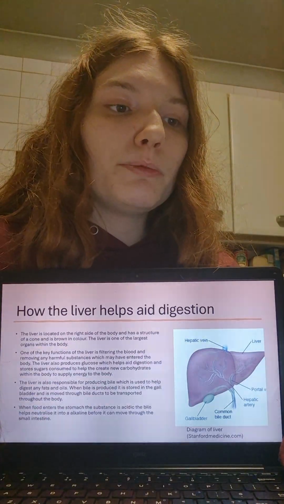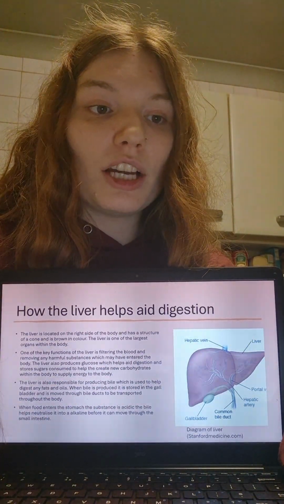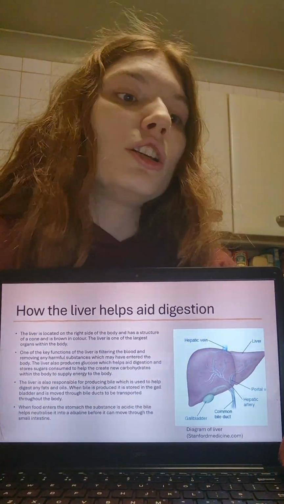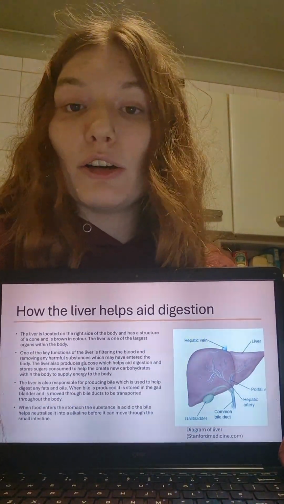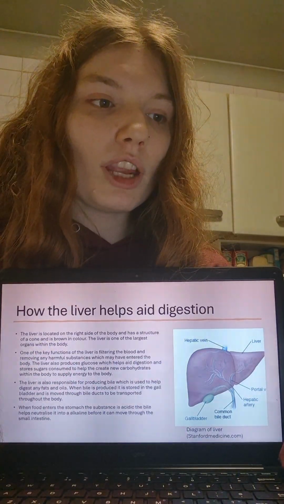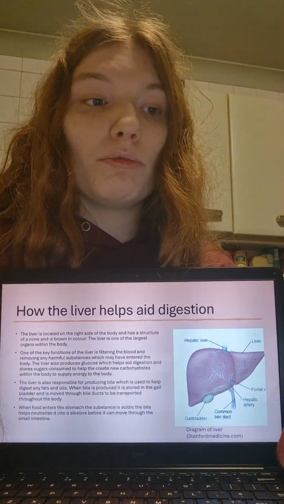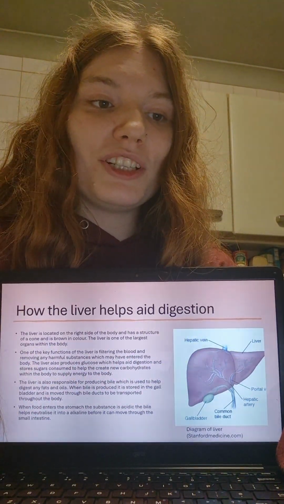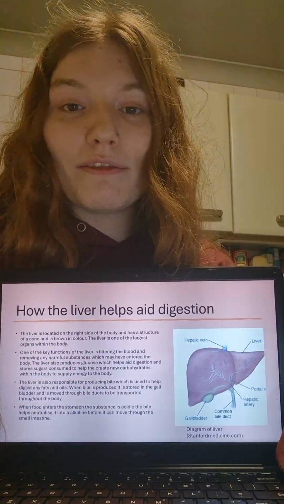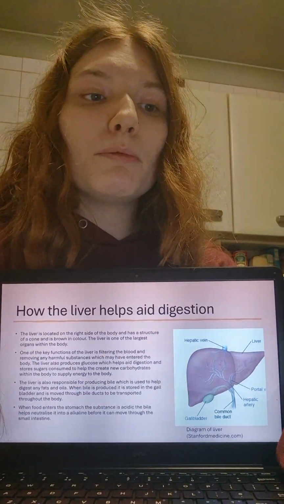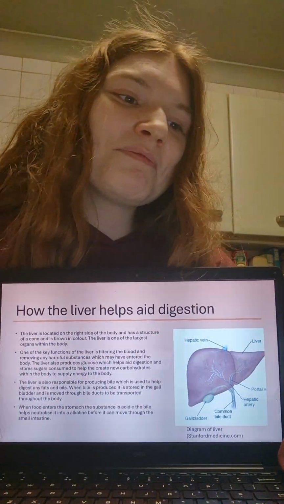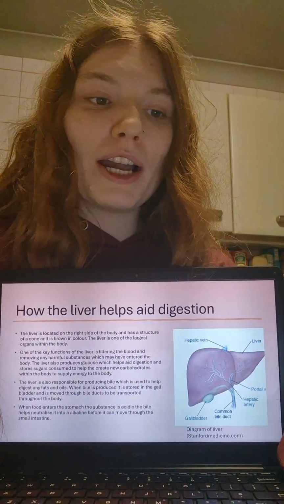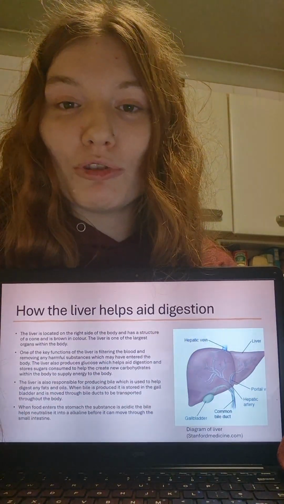The liver also produces glucose, which helps aid digestion, and stores sugars consumed to help create new carbohydrates within the body to help supply energy. The liver is also responsible for producing bile, which is used to help digest any fats and oils. When the bile is produced, it is stored within the gallbladder and is moved through the bile ducts and then transported throughout the body.